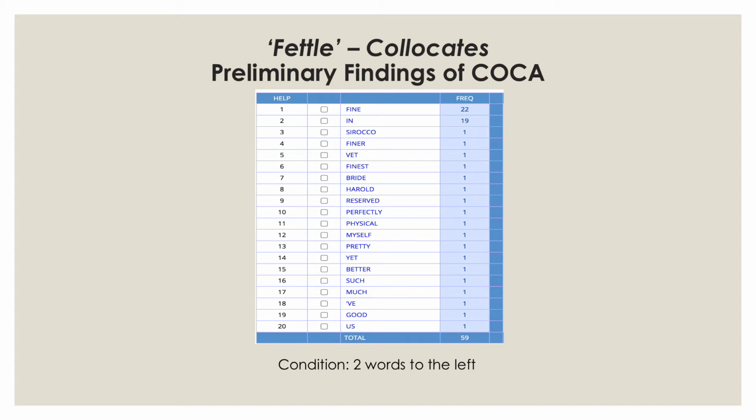So from this set, we first see that fettle most frequently collocates with fine and in, which backs up Glenhill and Frath's claim that lexical fossils exist within their fixed phraseological units. But it's also important to notice the other instances, such as the lemmas finer and finest, as well as the words perfectly, good, much, and better. So let's take a closer look at these.